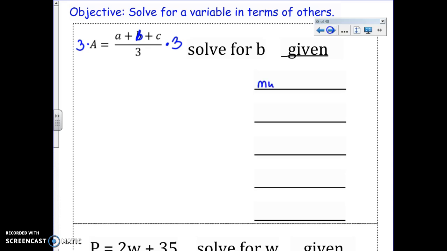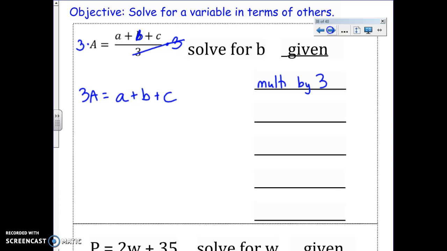So multiply both sides by 3. This one cancels. I'm going to simplify. I have 3a equals a plus b plus c. That 3 canceled, and I bring down everything I have left.